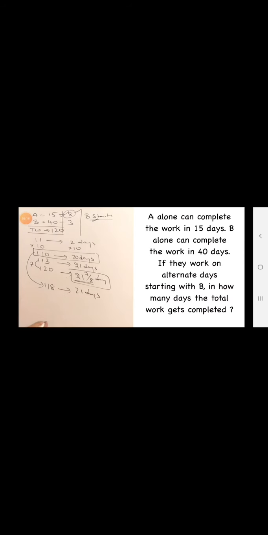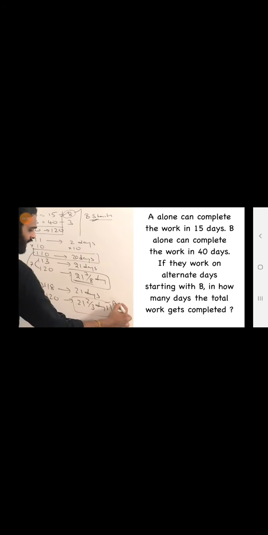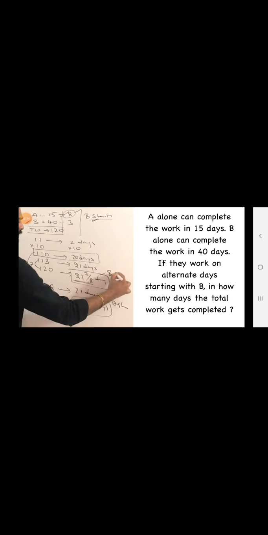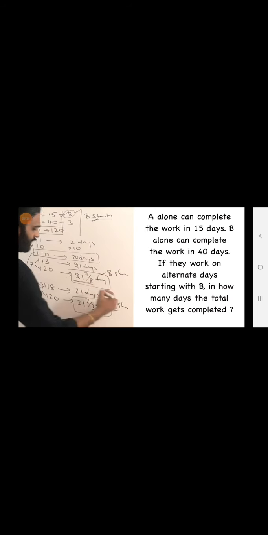I am speaking about A starting. 118 in 21 days. On the 22nd day B will be working. B can complete 3 parts, but the work left is only 2 parts. So these 2 parts will be completed in 2/3 of a day. So your answer for that question would be 21 2/3 days if A starts. This is the answer for B starts, and this is the answer for A starts. This is not asked, so forget about it.